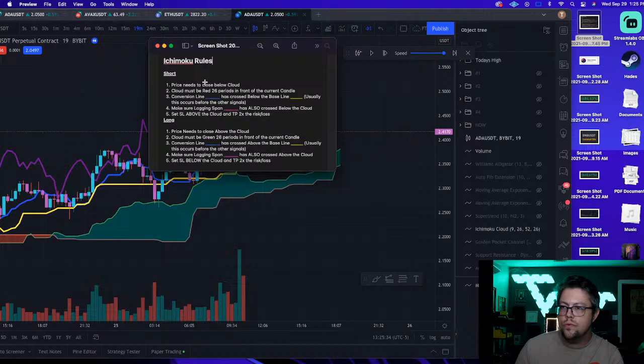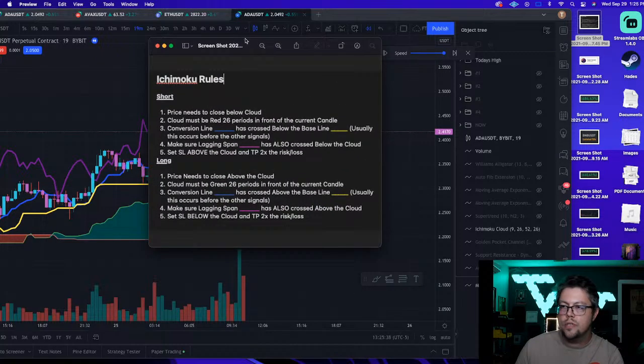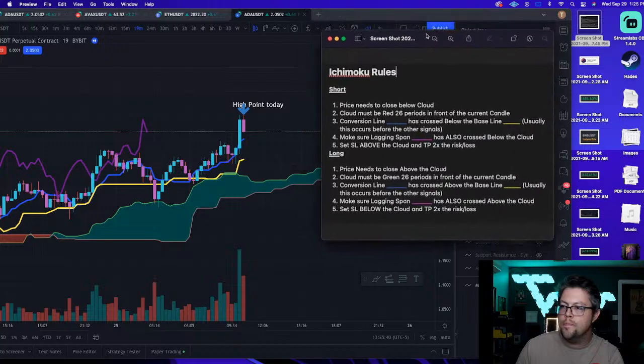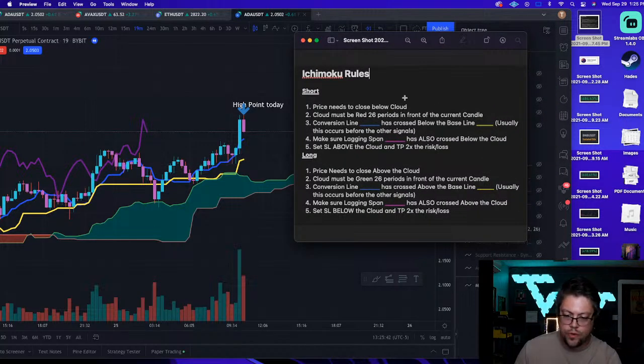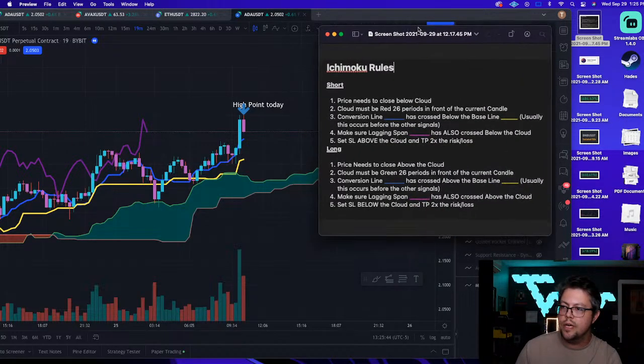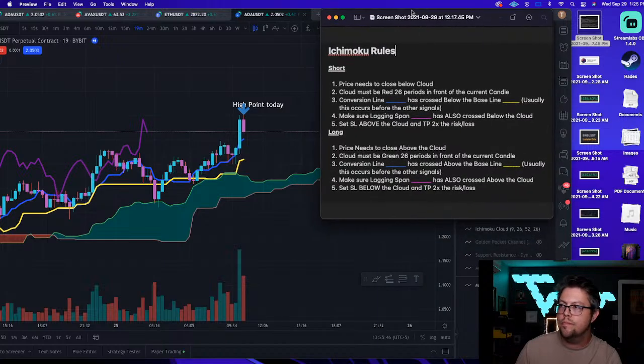Ichimoku golden rules. This is the strategy essentially. So there's a lot of good videos out there. If I can recall any of them that I specifically watched to learn this, I'll post them below the video as well, because there's obviously way better people to explain this than me.